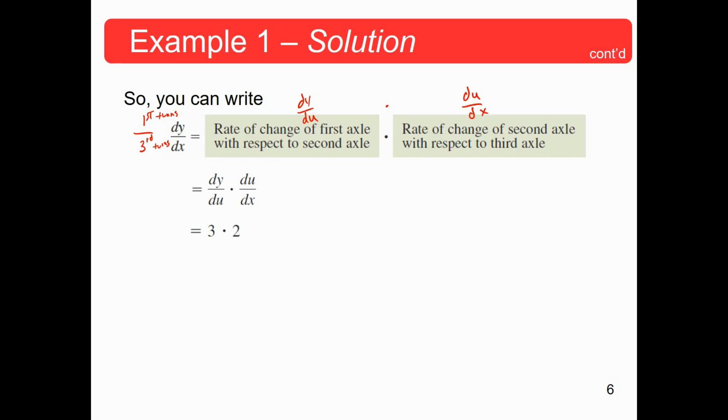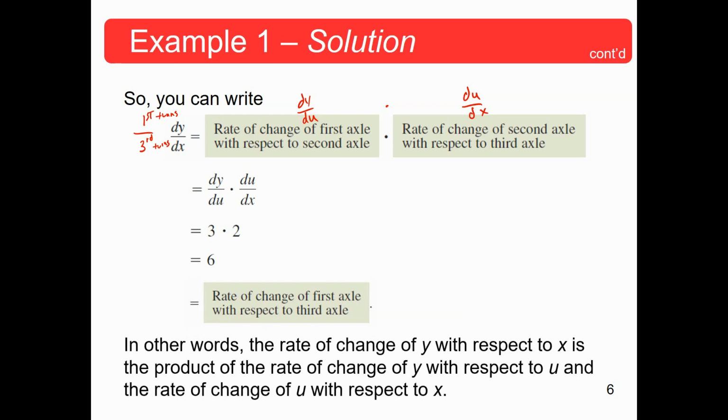Well, we know dy du was 3 and du dx was 2 from previously, so that multiplies together gives us 6. So this should be the rate of change of the first axle with respect to the third axle. So in other words, the rate of change of y with respect to x is indeed the product of the rate of change of y with respect to u and the rate of change of u with respect to x.